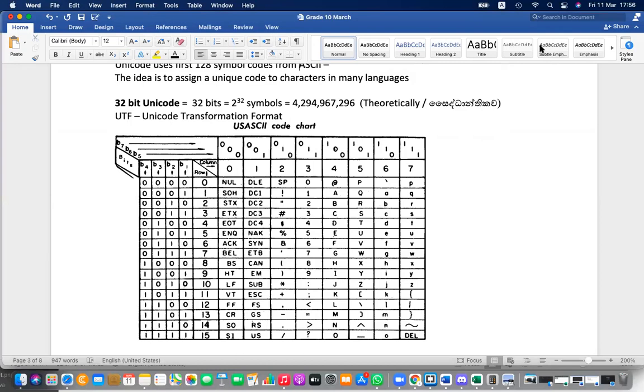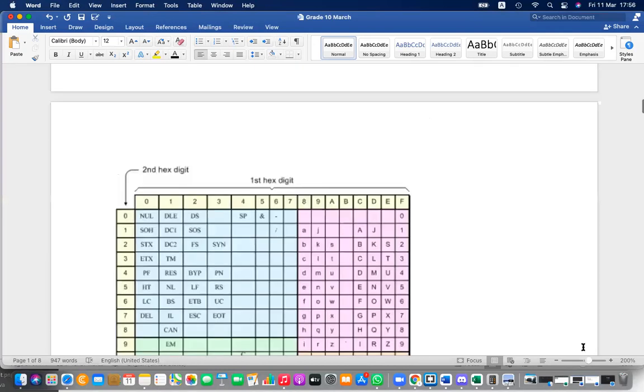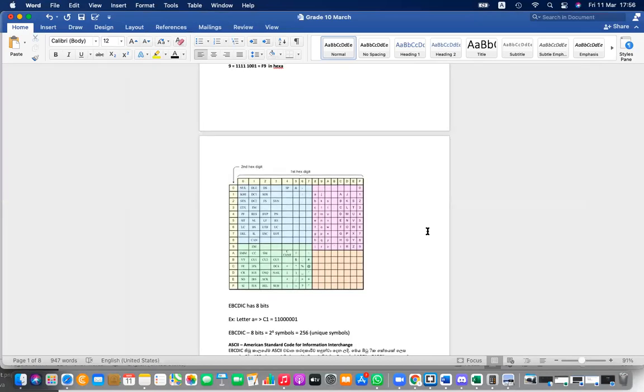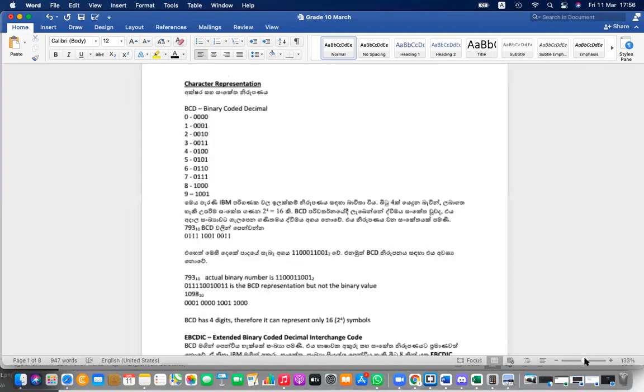Right? Why are these numbers, why are these systems there? Because we need an easy way to write the characters. So the computer needs an easy way to write the characters, and that is why these character representations are there.